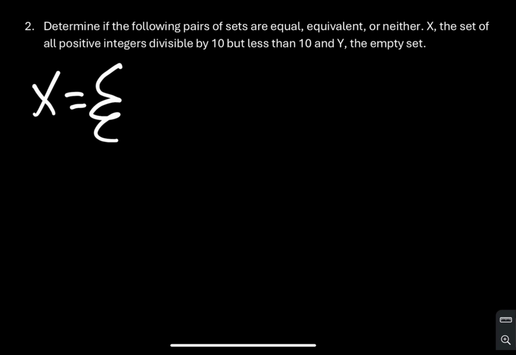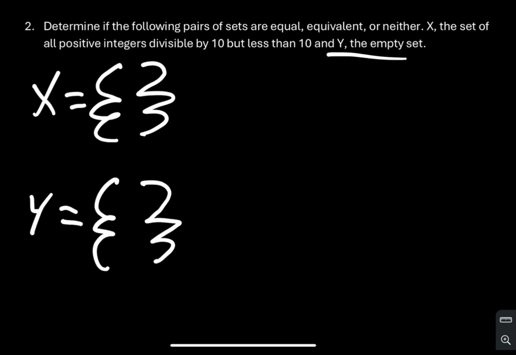So therefore, we can represent set X as two brackets with nothing in it, meaning that it's an empty set. And here we have Y, the empty set, which is exactly the same as set X. An empty set means there's nothing in between the brackets. There are no elements in the set.